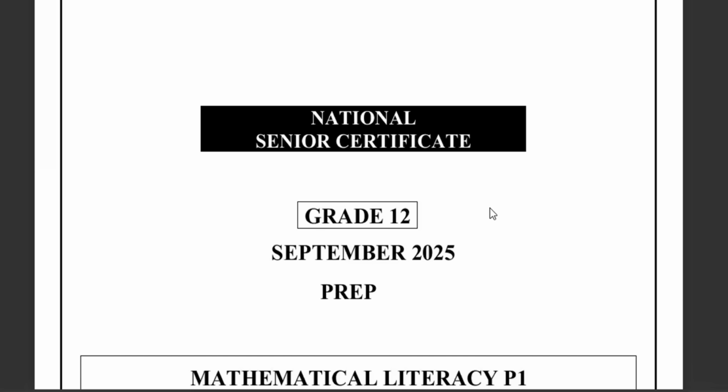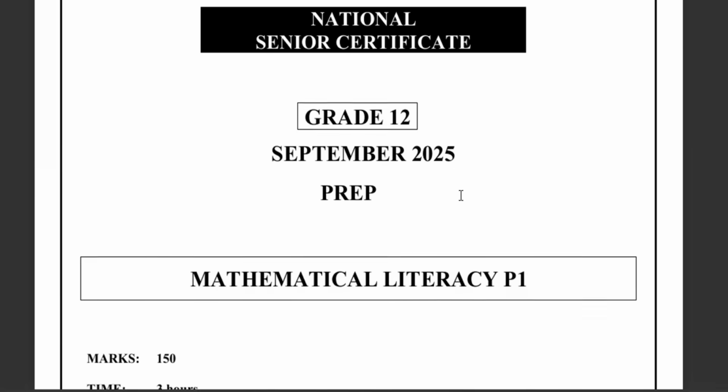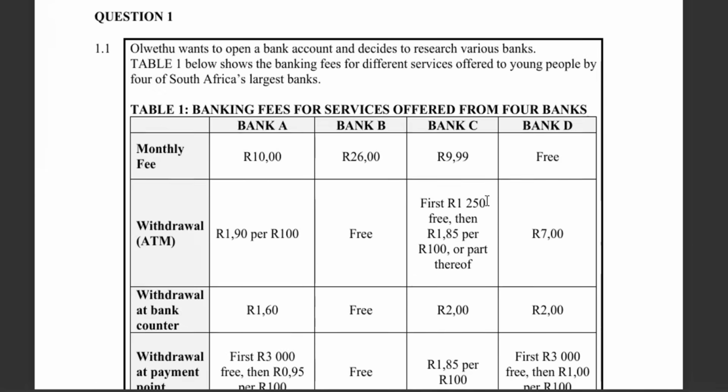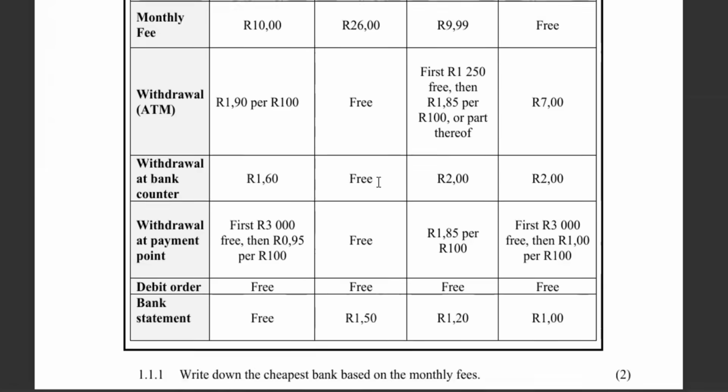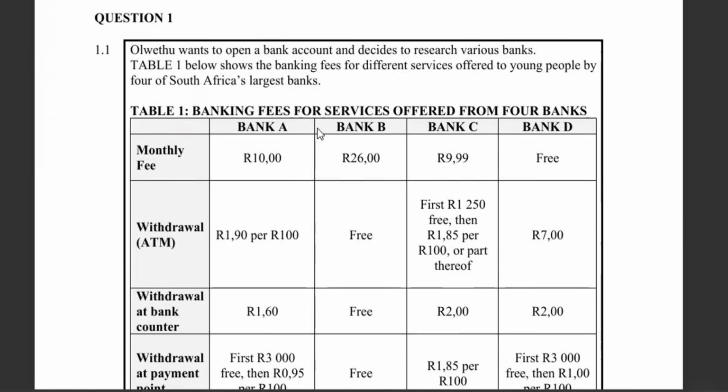Great. Well, let's look at this paper here. Prelim, paper 1, Mathematical Literacy, 2025. Question number 1: Ored wants to open a bank account and decides to research various banks. Table 1 below shows the banking fees for different services offered to young people by four South African banks. The banks we have here are Bank A, Bank B, Bank C, Bank D.